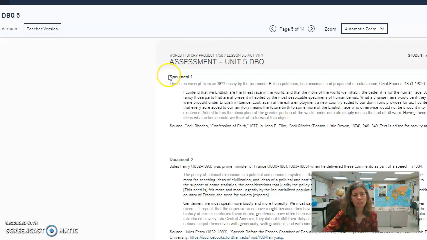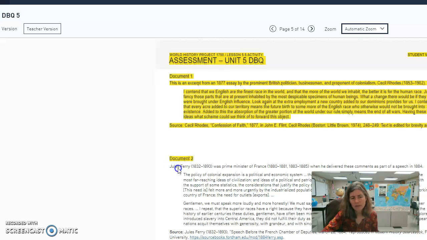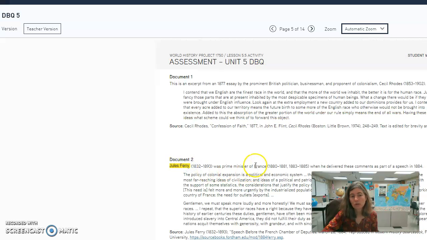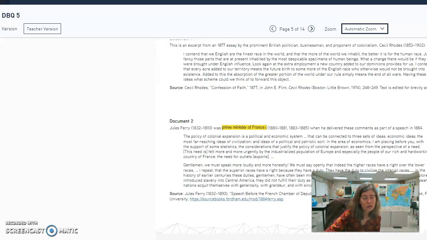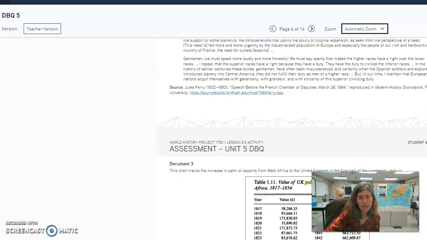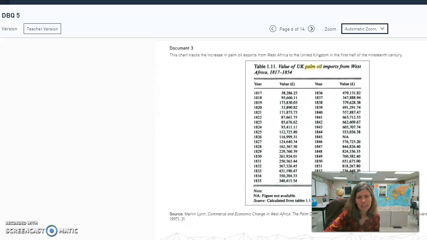Make sure you use the document 1 quote, and then after you take some of these sentences out of the paragraph that he wrote, you write in your own words what you think he's trying to say there. You can do the same thing with Jules Ferry, who was the Prime Minister of France. So we have one French individual and one British individual giving you the reasons they said it was okay with them to take over Africa.